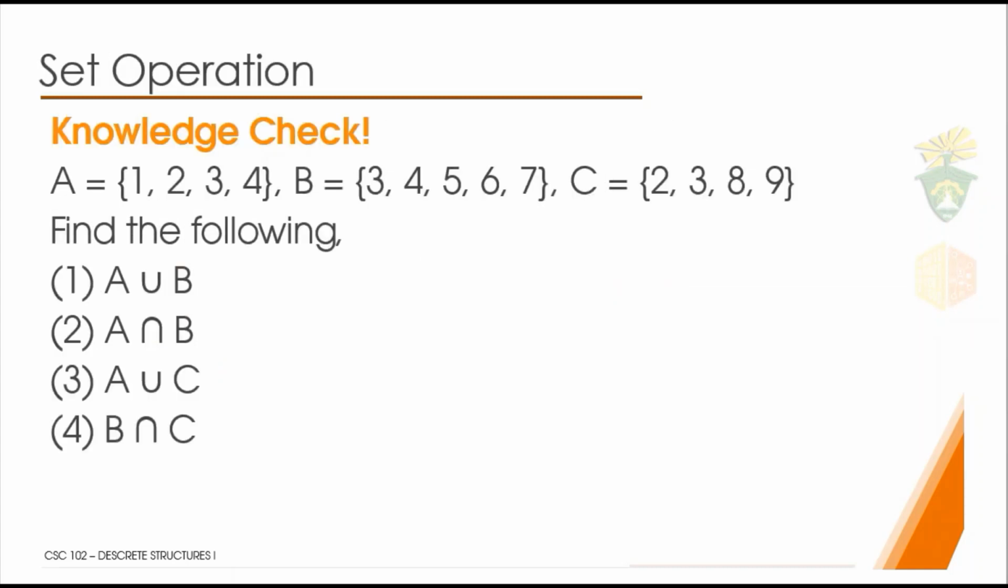Okay, so now let's check what you've learned so far about union and intersection. Suppose we have the following sets. Set A contains 1, 2, 3, and 4. Set B contains 3, 4, 5, 6, 7. And set C contains 2, 3, 8, and 9. Your task here is to find the following sets: A union B, A intersection B, A union C, and B intersection C. You may pause the video to answer on your own.